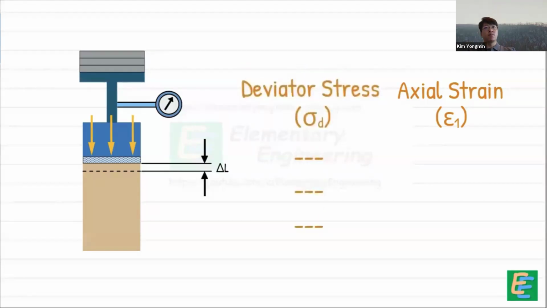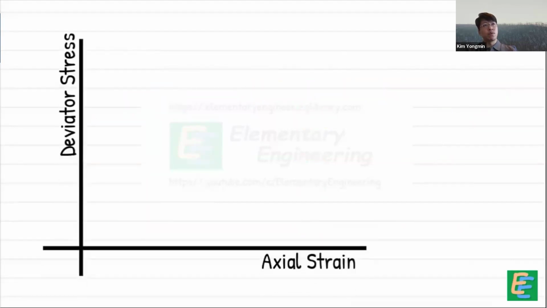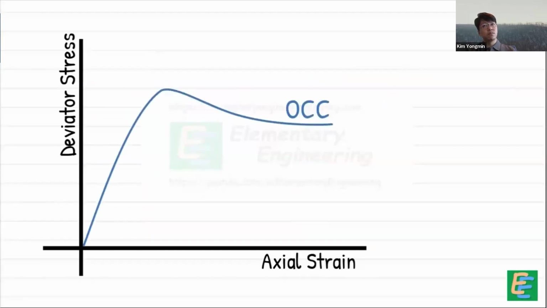We record the increasing deviator stress and its corresponding strain generated in the sample during the shearing phase. Hence, we can plot a graph between these stress and strain values. If the soil sample represents over-consolidated soil, the graph looks something like this. And for normally consolidated soils, the graph looks a bit different.